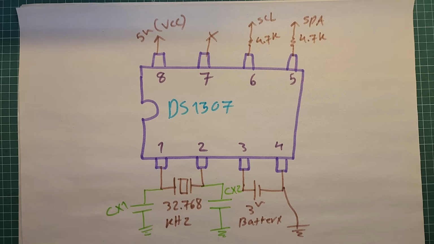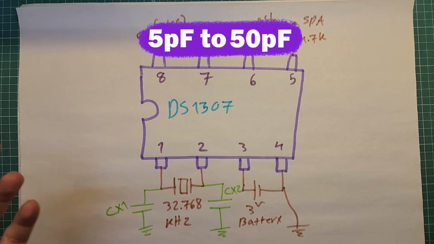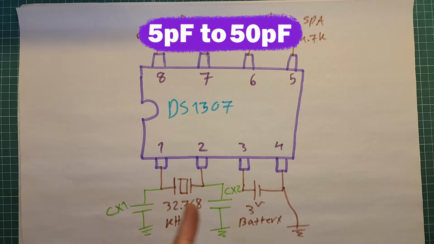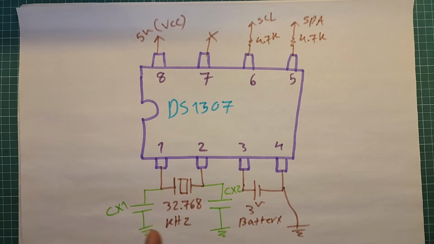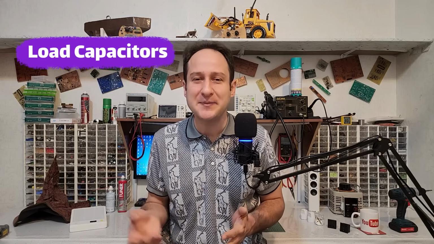Therefore, if our crystal isn't accurate enough, we can precisely adjust the RTC frequency and the final clock accuracy by carefully setting these capacitors. The capacitance of these capacitors is usually in the picofarad range, typically from 5 picofarads up to 50 picofarads. If you change the value of these capacitors, the RTC's operating frequency will also change, either increasing or decreasing. The proper name for those capacitors connected to the crystal is load capacitors.